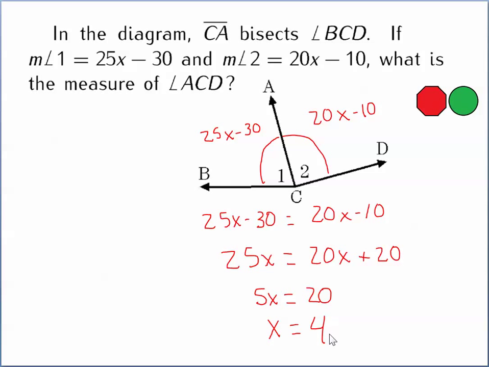X equals 4 is not the right answer. X equals 4 is on the way to the right answer. I go back and I reread the original question. What is the measure of angle ACD? That's this angle right here.